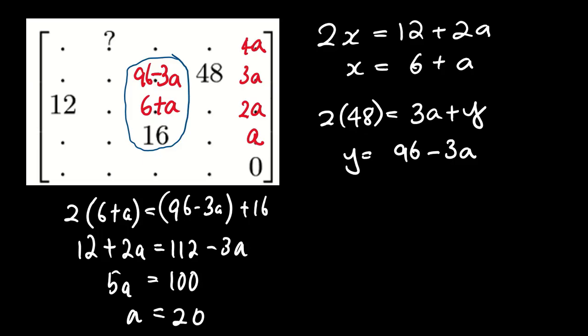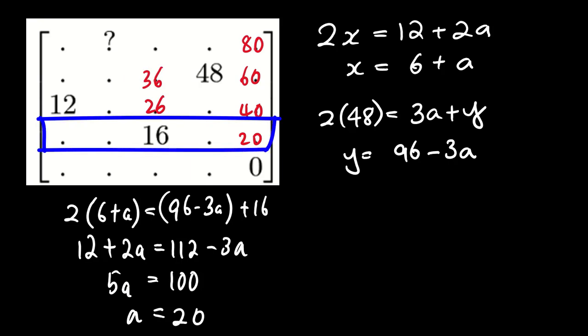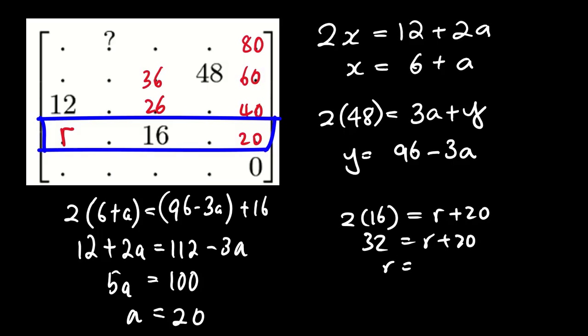Now since A equals 20, we can rewrite our answer. So this is 20, 40, 60, 80. A is 20, so this is 26. Therefore this is 36. Now we call this R. From row number 4, we form another arithmetic progression and we have double of 16 equals R plus 20. So 32 equals R plus 20, R equals 12.